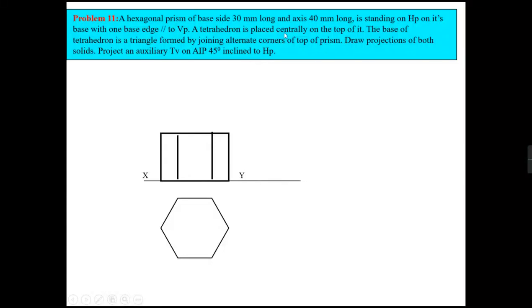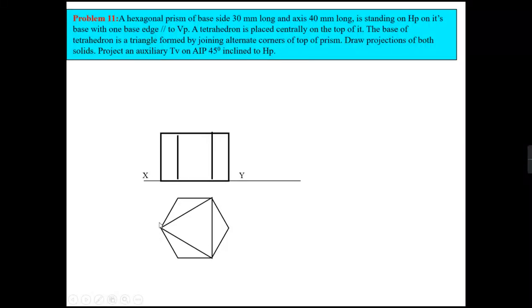Now we have to draw the tetrahedron. The tetrahedron is placed centrally, meaning the center point is the same for the prism and the tetrahedron. The points that we have to join are the alternate corners of the top of the prism. If you see, the alternate points are either this point, this and this. These points are alternate corner points, or we can also join these three points.